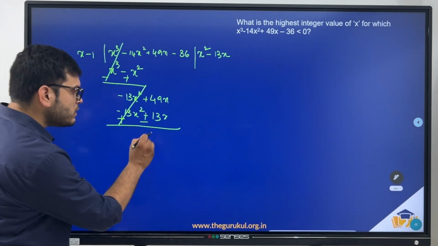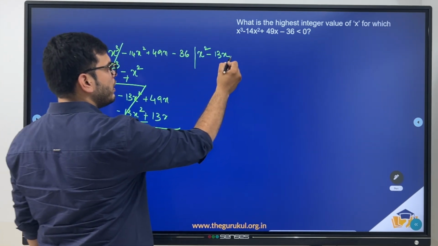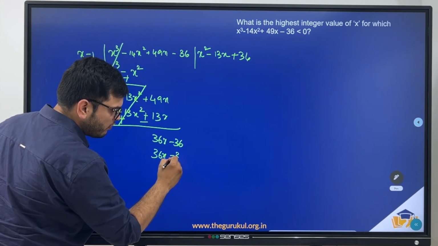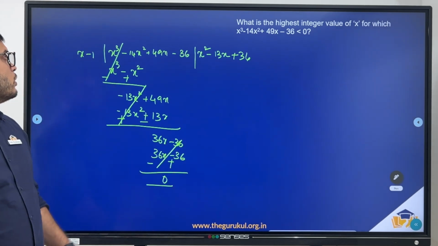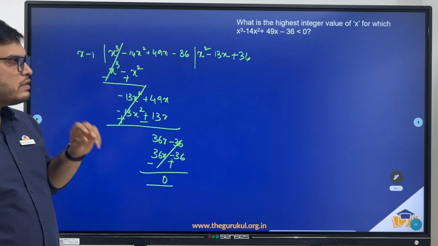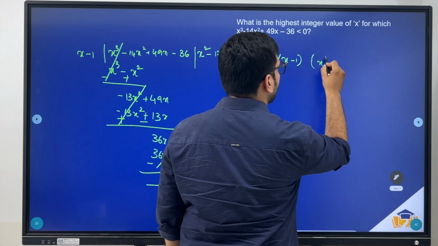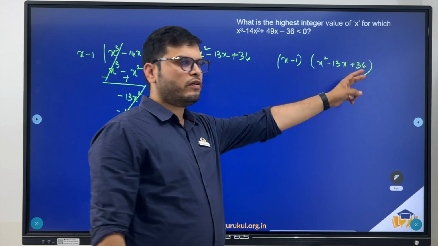49x minus 13x is 36x minus 36. So I need to multiply this with plus 36. So you'll have 36x minus 36 here. On subtraction, these two will get cancelled. So I can write x cube minus 14x square plus 49x minus 36 as x minus 1 into x square minus 13x plus 36. Now let's factorize this.